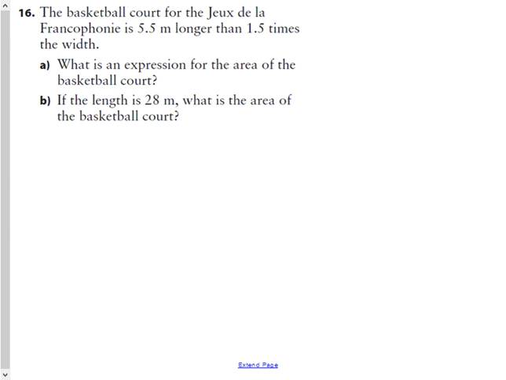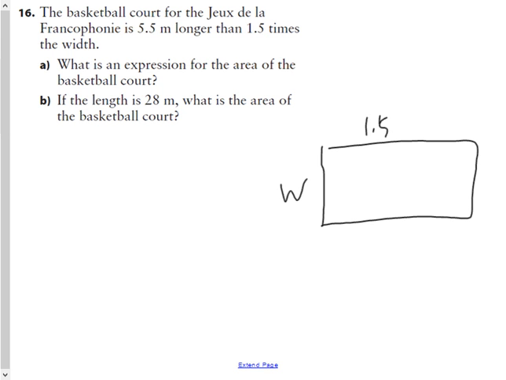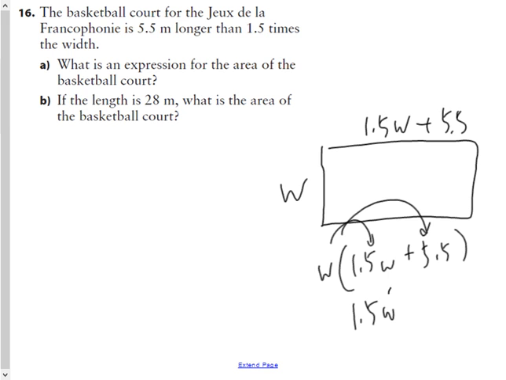Question 8, the basketball court for Jeux de Francophonie is 5.5 longer than 1.5 times its width. So here's the basketball court. When I put down W for my width, the length of the court is 5.5 meters longer than 1.5 times its width. So 1.5 times its width plus an additional 5.5 meters is the length of this court. So what's an expression for the area? It would again be the monomial times the length, which in this case is 1.5 W plus 5.5. Expand it using the distributive property. The area will be 1.5 W squared plus 5.5 W.